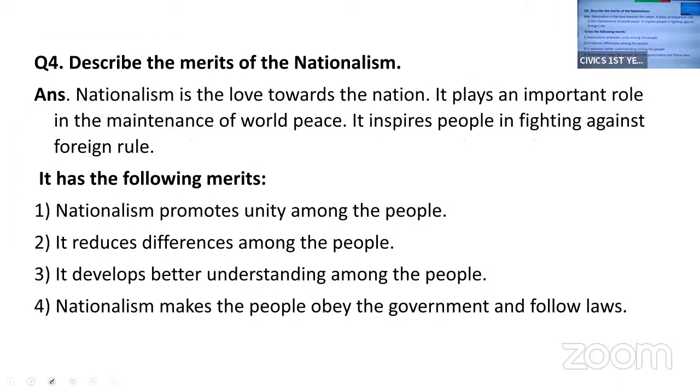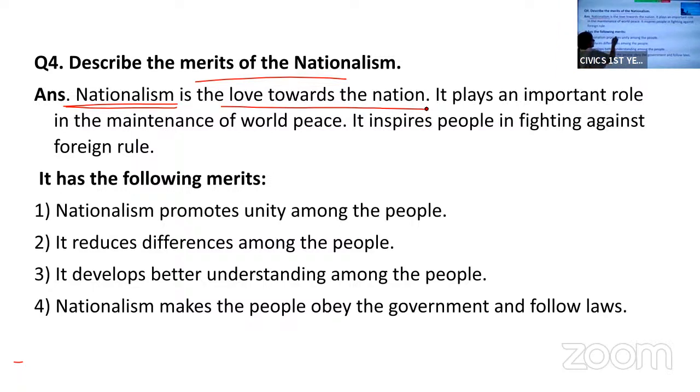So let us now discuss the next question, a simple question: merits of nationalism. What are the merits of nationalism? What is nationalism? We have discussed what is nation, we have discussed what is nationality. I told you nationality is a psychological feeling. Then what is this nationalism? Nationalism is your love towards your nation.